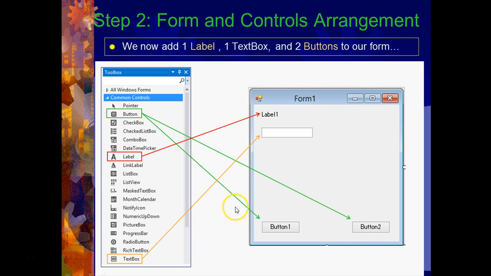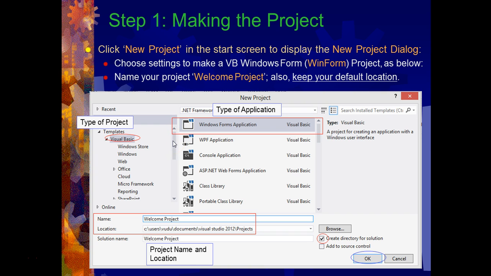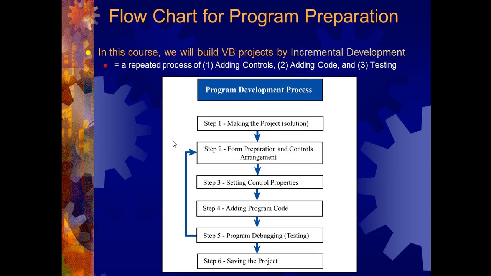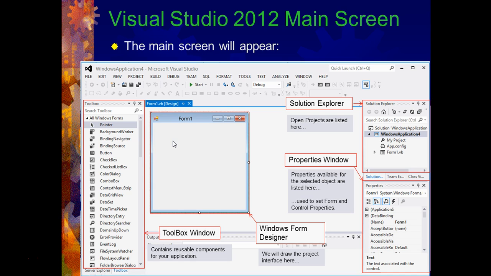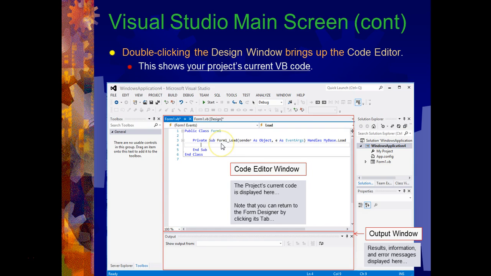Then what are we going to do? Remember over here we had what was called the toolbox window. We're going to find button in here, and we're going to drag it over here. And then we're going to drag another instance of it over here, and so on. We're going to find the things that we want to put on this form in here and drag them onto the screen.